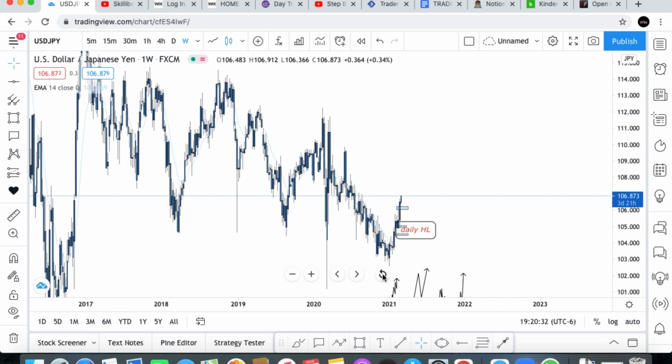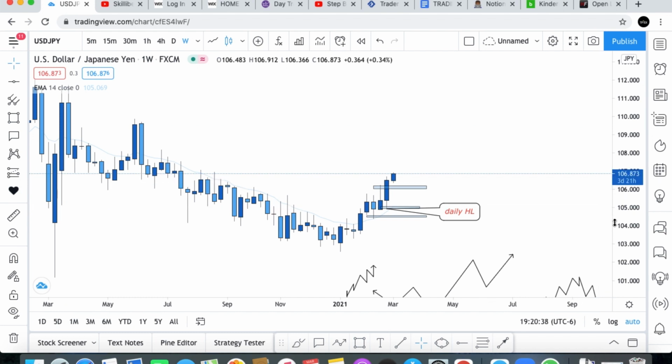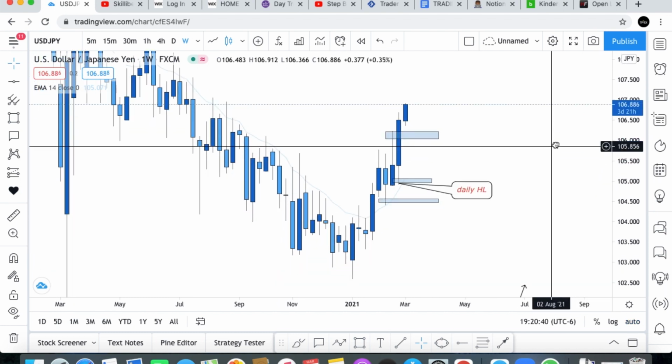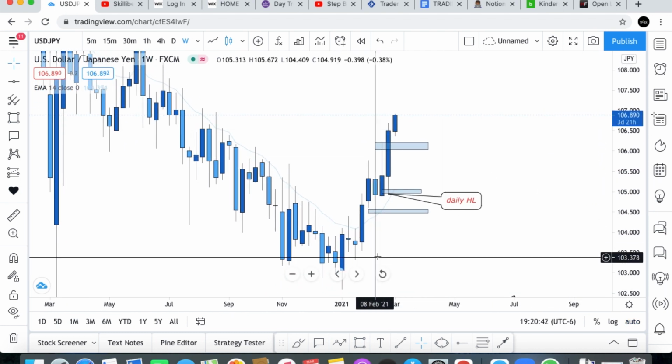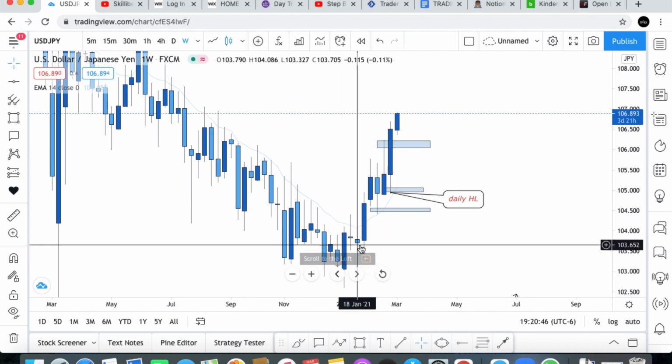Go on this little refresh tool, reset tool, click it, and zoom up on it. Focus on the most recent price action, right? You want to see price trending.